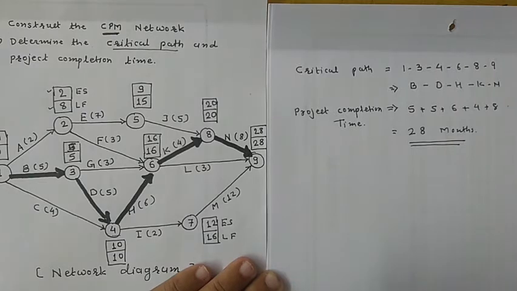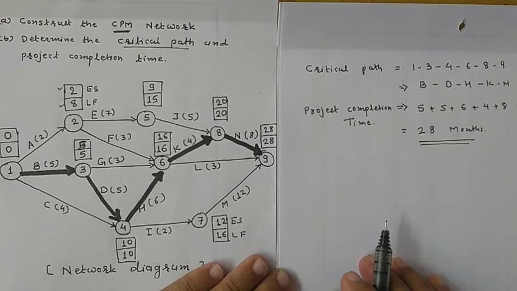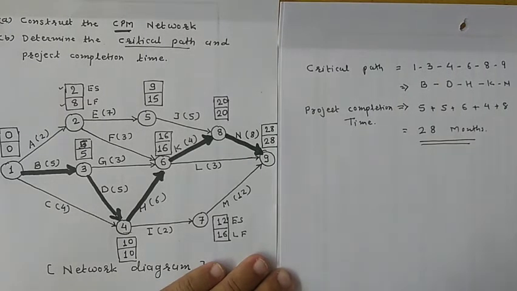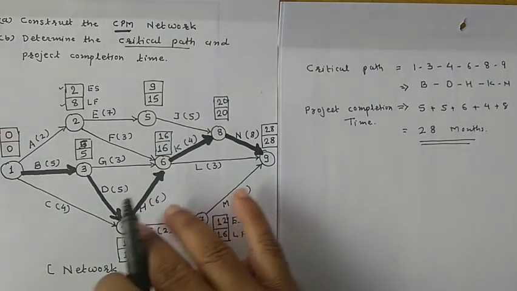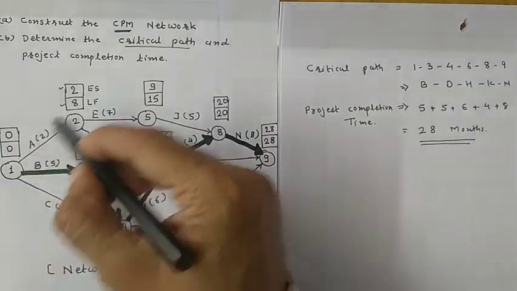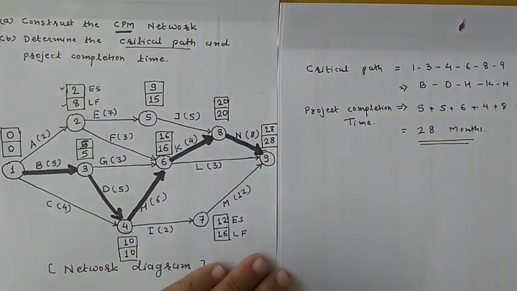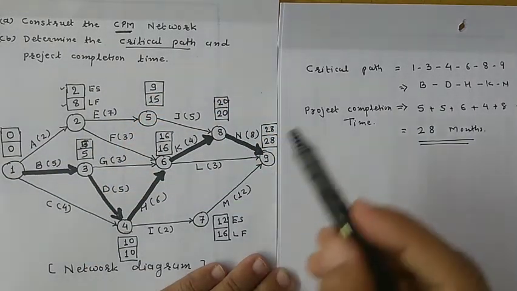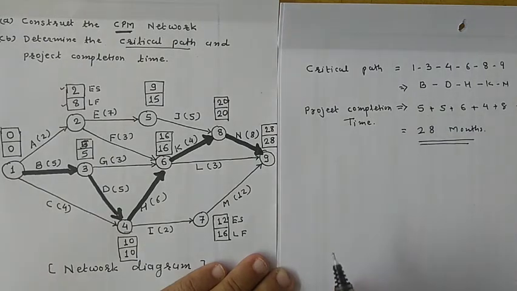You must practice this example. Take different examples and tutorials and try to draw the network diagram. In the tutorial sessions, I will give you some examples, and from those examples you have to draw the network diagram, find out the critical path, calculate the earliest start time and latest finish time, and calculate the project completion time also.